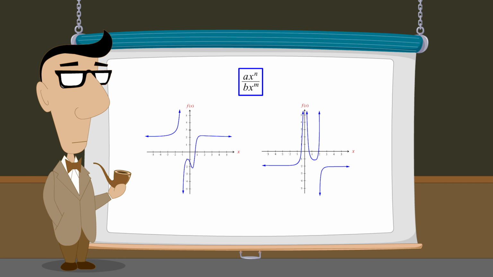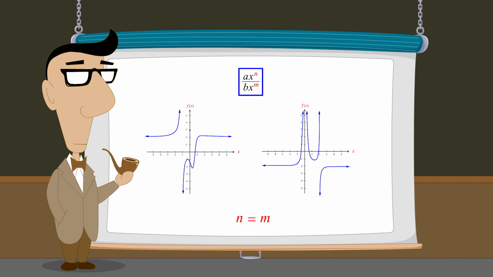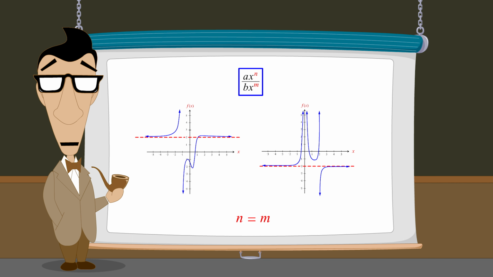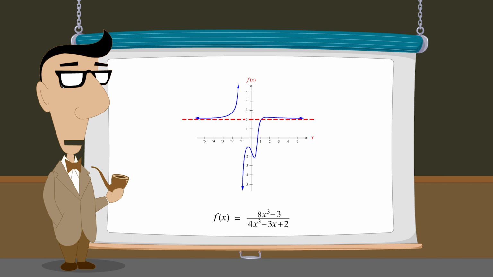In each of these examples, since the exponent of the numerator's leading term was the same as the exponent of the denominator's leading term, these functions all had horizontal asymptotes that were not located on the x-axis. To understand why this happens, let's take a closer look at one example. In this example, the leading terms of the numerator and denominator are both x cubed.